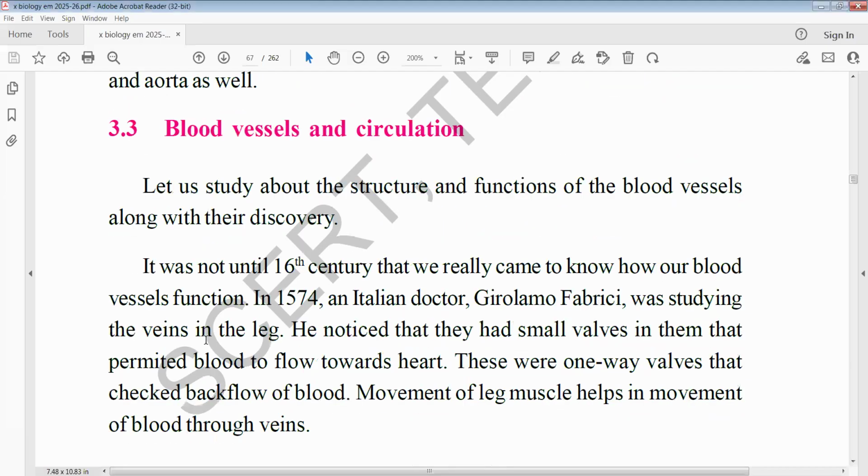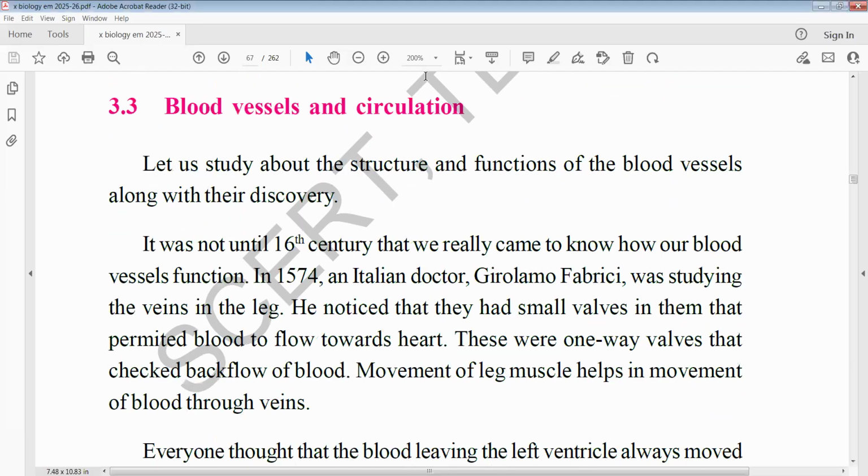So blood vessels and circulation are important. Already I said the circulatory system consists of three parts: heart, blood, and blood vessels. In ninth class we studied blood in detail. So now we are studying blood vessels.